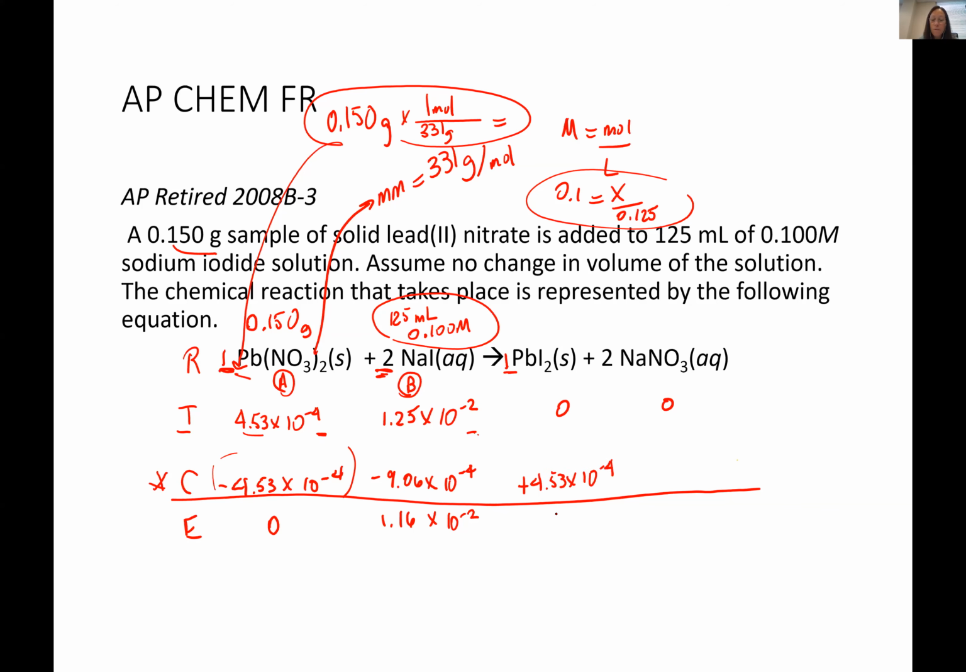Now, look at the sodium iodide. For every 2 sodium iodides, you're going to make 2 sodium nitrates. So if I'm going to use, always go to this C row, all right, that's the important row. If I'm going to use 9.06 times 10 to the minus 4, I'm going to make plus 9.06 times 10 to the minus 4. So I'm going to be left with 9.06 times 10 to the minus 4.